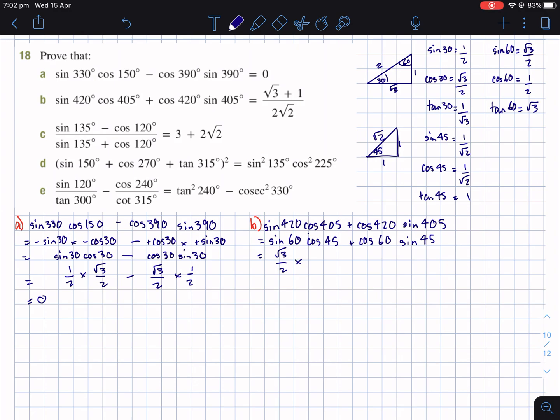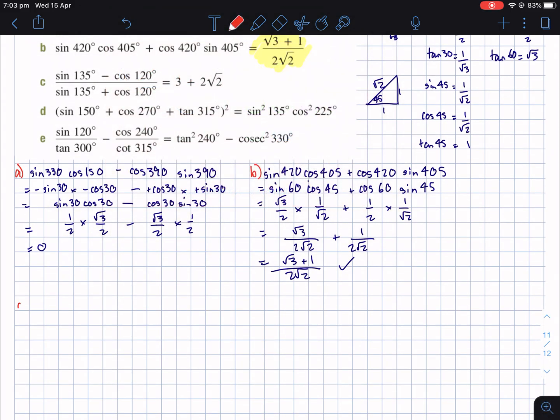Cos 45, 1 on root 2. Plus cos 60, which was 1 on 2. Sine 45, 1 on root 2. Now, we're going to just end up playing with this, and we're going to end up with that, hopefully. So, this gives us root 3 times 1 is root 3, on 2 root 2, plus 1 on 2 root 2. Oh, yeah, that is root 3 plus 1 on 2 root 2. Cool.